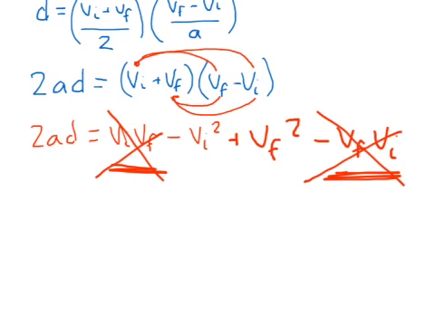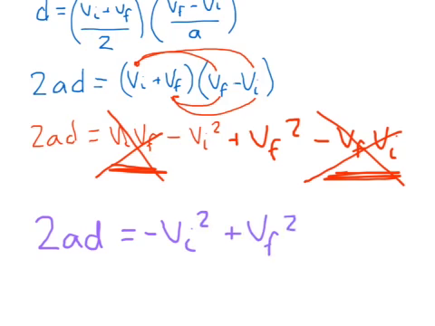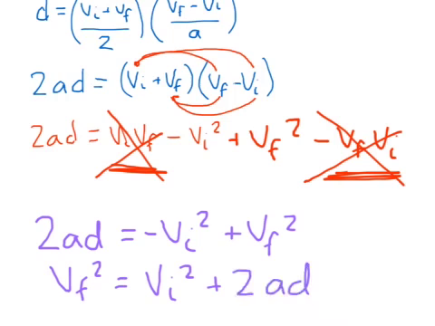So let's go right through to the end. Go back to my favourite purple colour. We've got 2Ad equals negative Vi squared plus Vf squared, don't lose that negative. And we're trying to come up with an expression for Vf squared, and you can see this is going to rearrange nicely. Vf squared equals, we're adding Vi squared onto the other side, so it's positive Vi squared plus 2Ad. Okay, so that's the whole process.